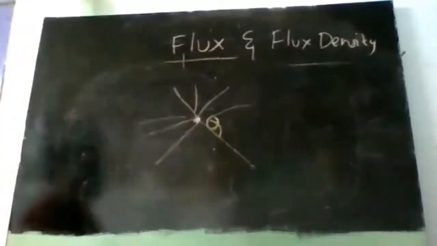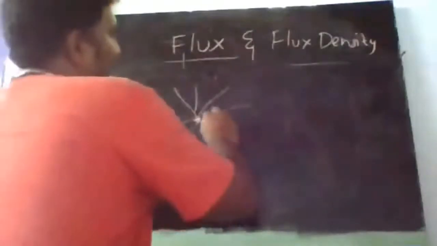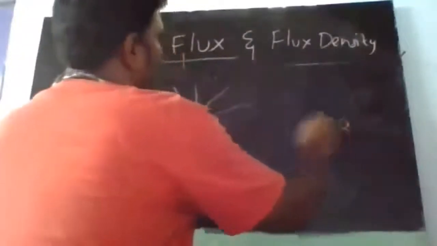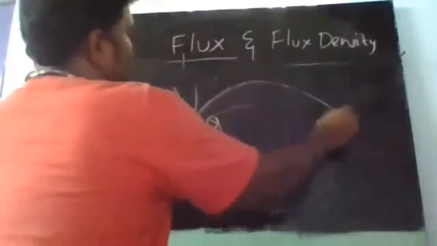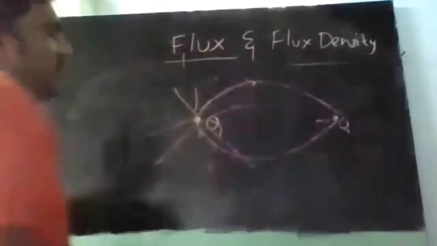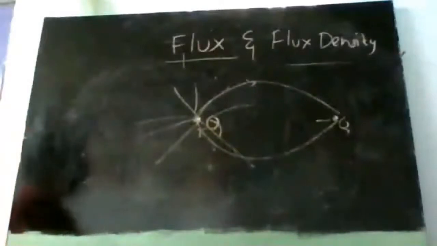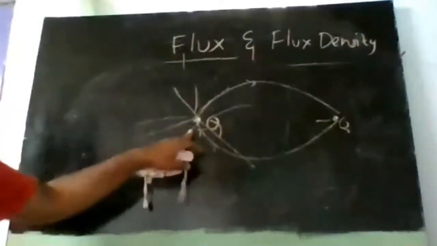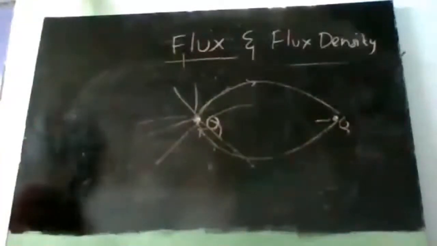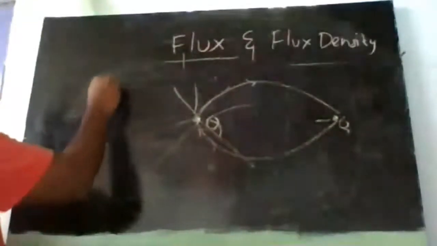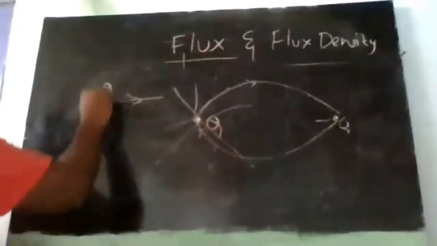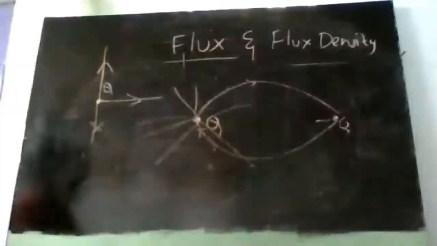Now let us say this is a positive charge and there is a negative charge, minus q. We always have to remember that the flux lines will start at a positive charge and they will always end at a negative charge. For example, if there is only a positive charge and no negative charge, then these flux lines will travel to infinity. They will end at infinity.